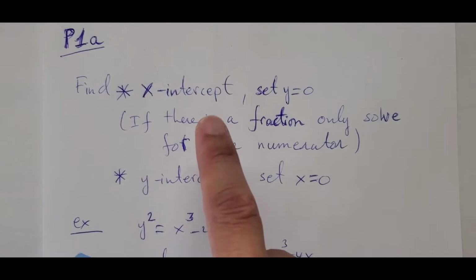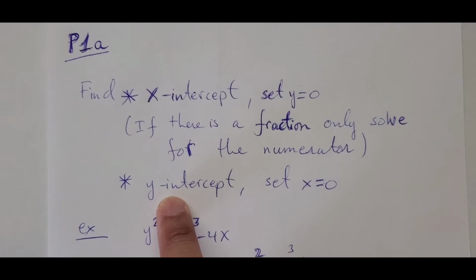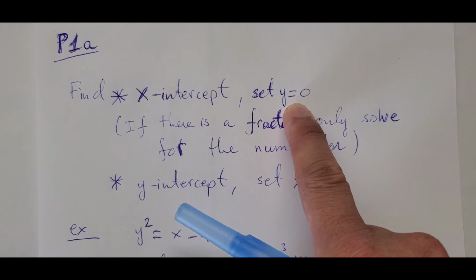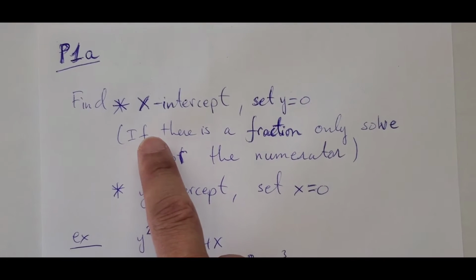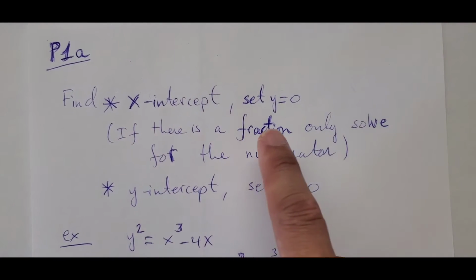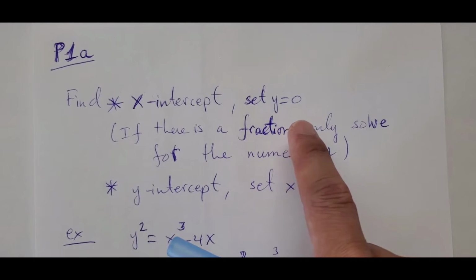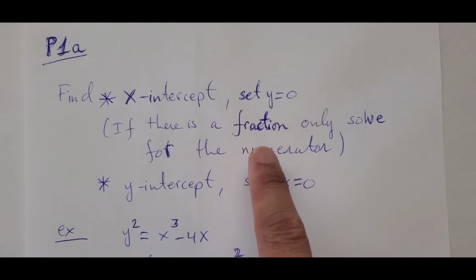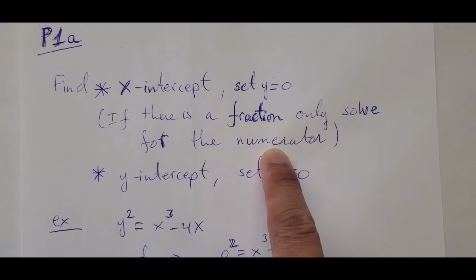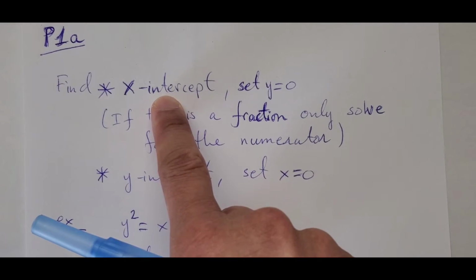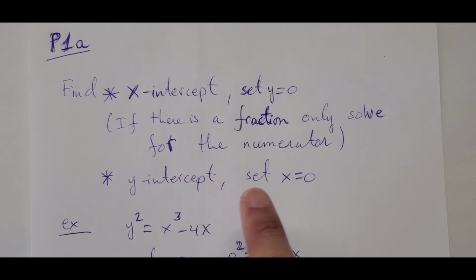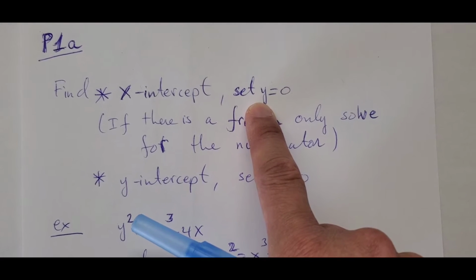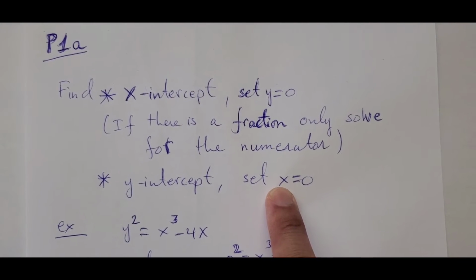So here we are finding the x-intercept and the y-intercept. To find the x-intercept, you let y equal 0, and this is by default. However, if your equation has a fraction, meaning there is a numerator and a denominator, you only solve for the numerator if you are looking for the x-intercept. If you are looking for the y-intercept, then just let x equal 0. Again, this is by default for the x-intercept, and this is by default for the y-intercept.